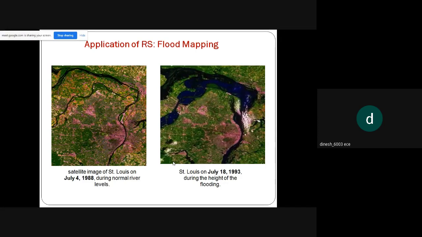Then applications of remote sensing is flood mapping. You can see satellite image of St. Louis on July 4, 1988 during normal river level, which is left hand side. Then on July 18, 1993, St. Louis satellite image was taken, and you can see the height of the flooding. You can see the more blue indicates there is more flood. So within this, you can get data where there is high risk of flooding.